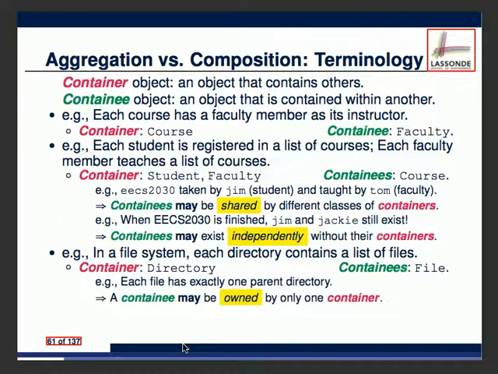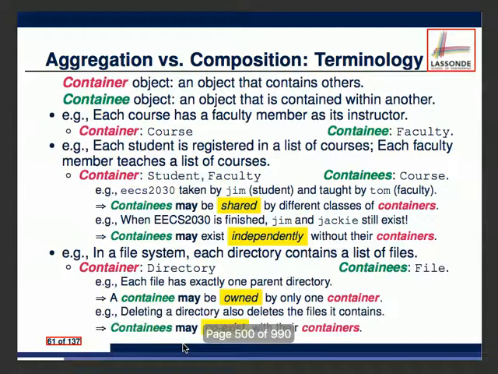So the second kind of phenomenon is called composition. The first one is aggregation, and the second is composition. For composition, we talk about ownership. The directory owns the files. If the owner is destroyed, everything that it owns will be destroyed as well. These are the two critical points.